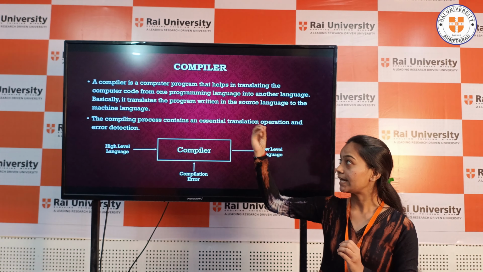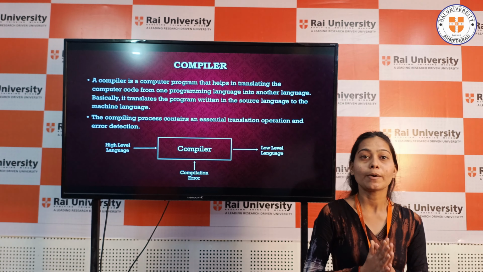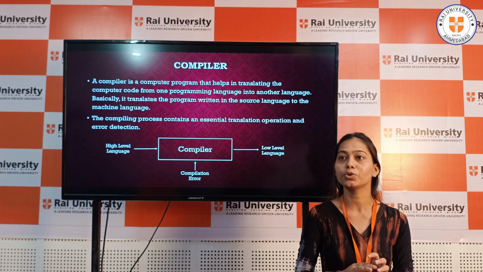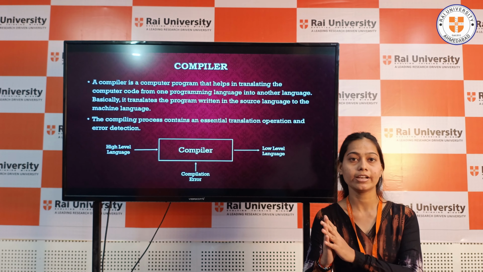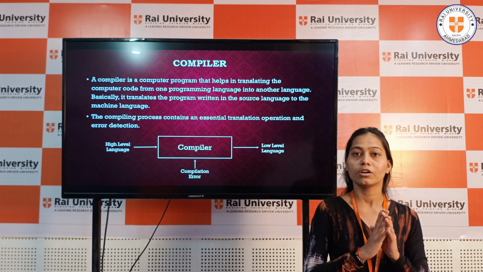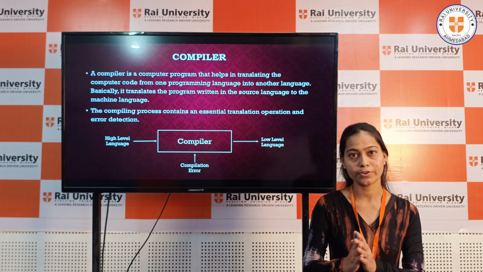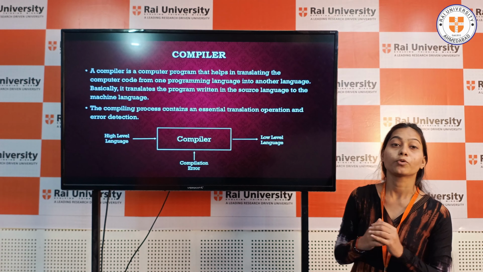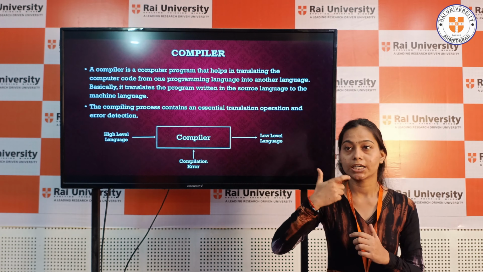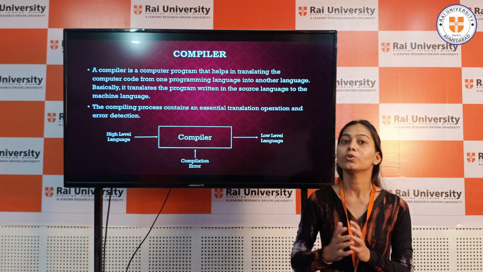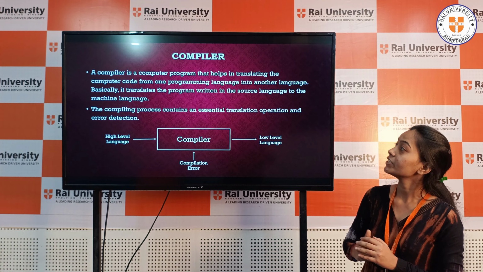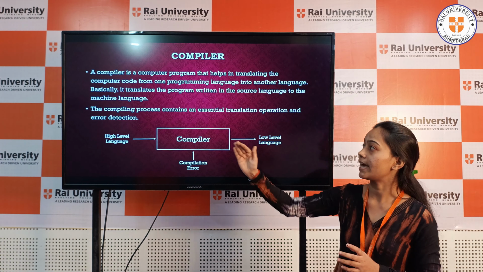What does this say about the compiler? A compiler is just a machine which is used to translate higher level language into lower level language, just because, as we all know, our computer system is totally based upon binary languages. So whatever program we are writing in English-like language is going to be converted into the machine language, that is our binary code. The compiling process contains an essential translation operation and error detection.